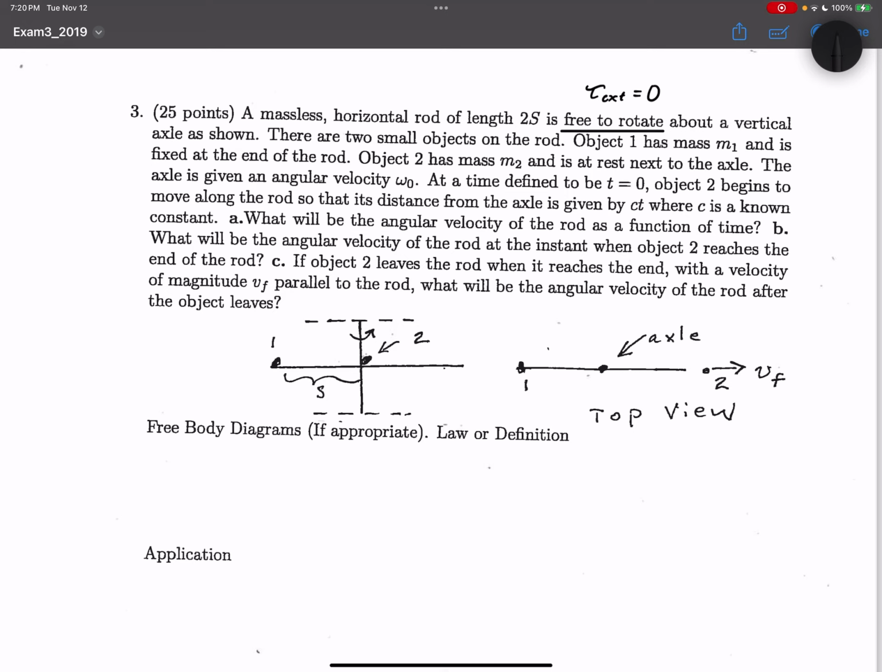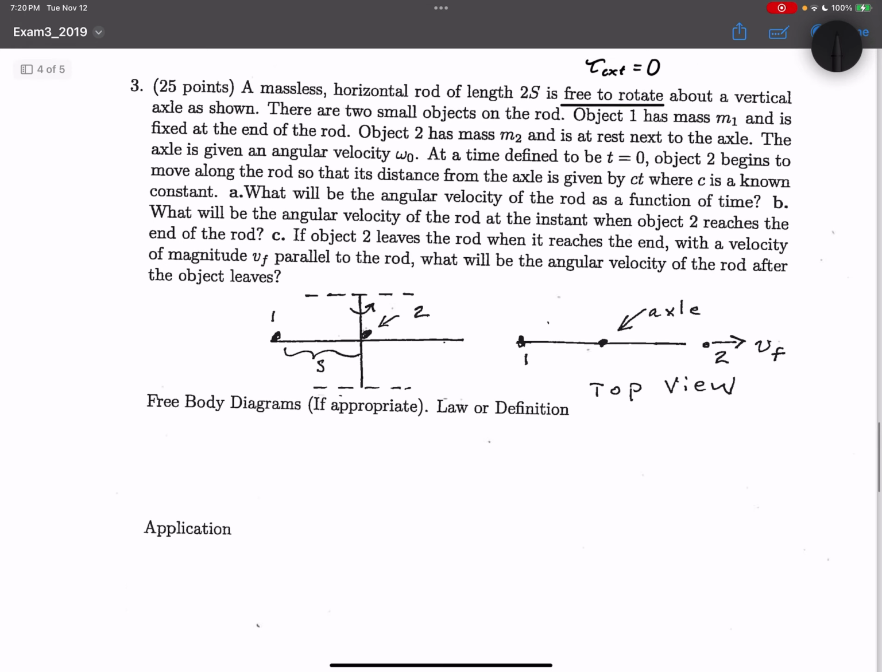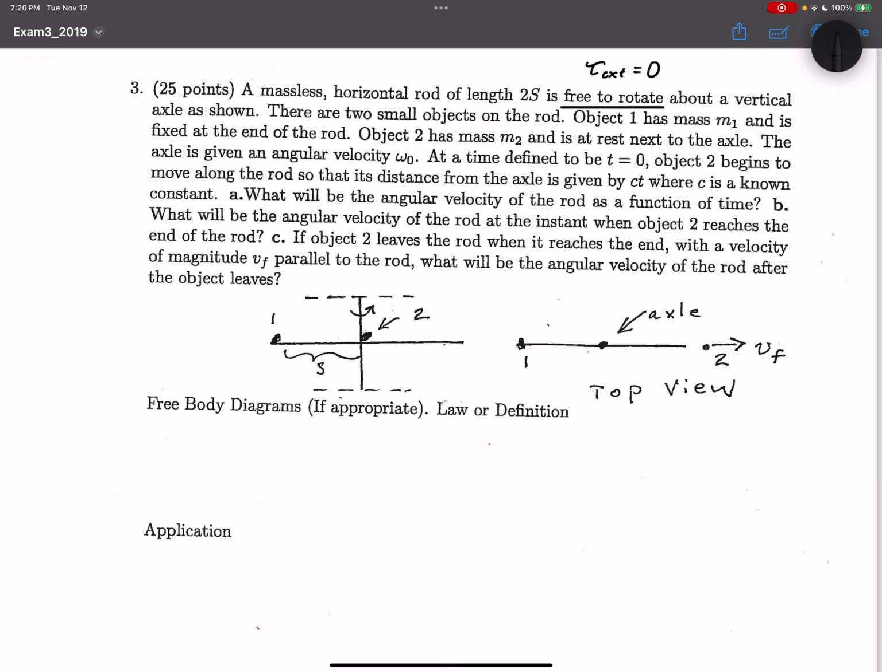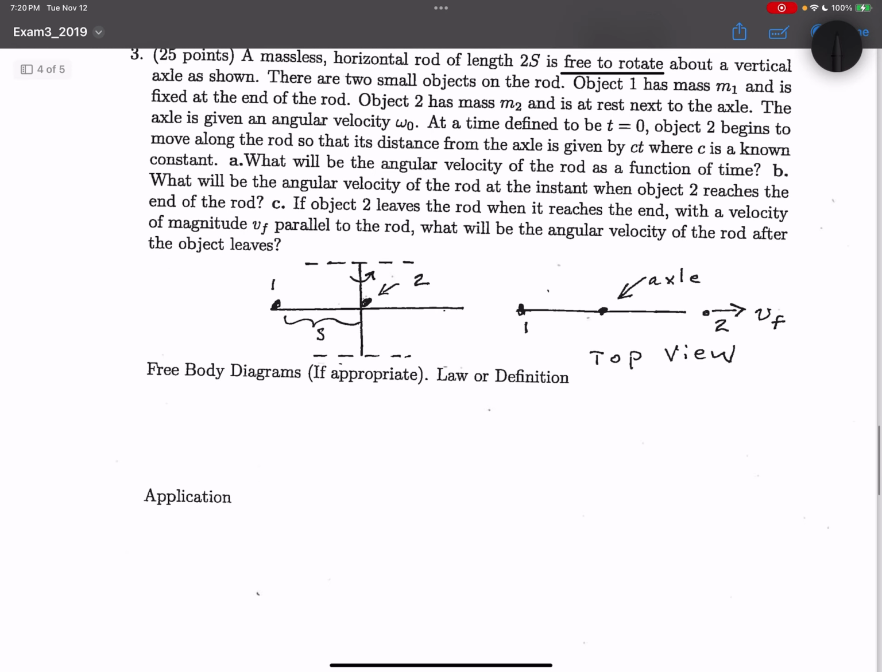At a time defined to be t equals 0, object 2 begins to move along the rod so that its distance from the axle is given by ct, where c is a known constant. A, what will be the angular velocity of the rod as a function of time? B, what will be the angular velocity of the rod at the instant when object 2 reaches the end of the rod? And if object 2 leaves the rod when it reaches the end with velocity of magnitude vf parallel to the rod, what will be the angular velocity of the rod after the object leaves? A lot going on in this question, but there's nothing we can't look at.